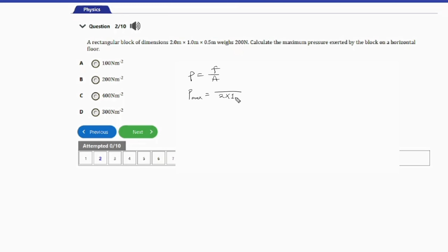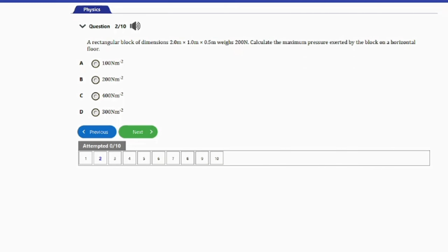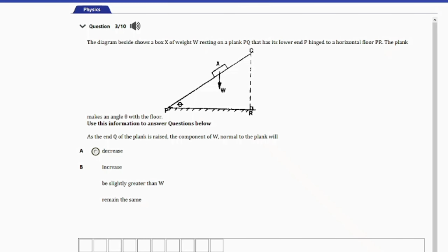That's 2 meters squared. So if we have 2 meters squared as the area, we are going to calculate the pressure as 200 newtons over 2, and that's 100 newtons per square meter, and that's the answer to this question. Option A is the answer to this question, and that's it. So let's go ahead and consider the next question. That's question number 3 here.